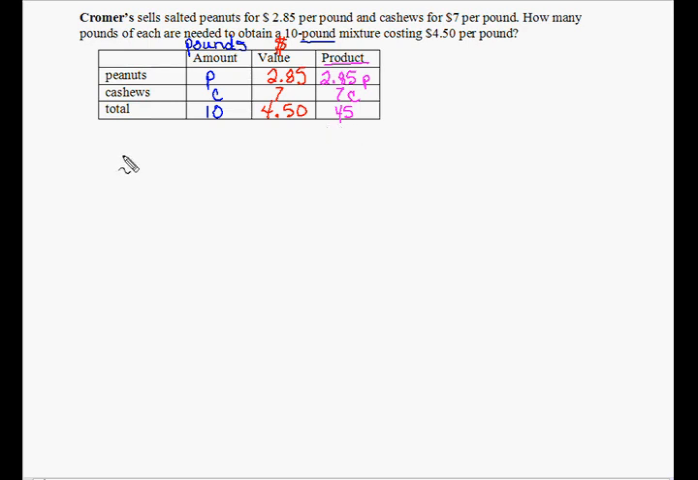Now we're going to write our two equations. From the first column we get peanuts plus cashews equals 10. Our second equation from our last column, 2.85P plus 7C equals 45. In this mixture problem we have two variables, two unknowns, and we need to try and solve for them.